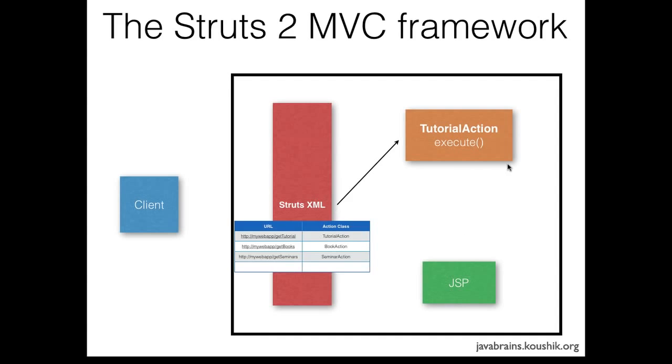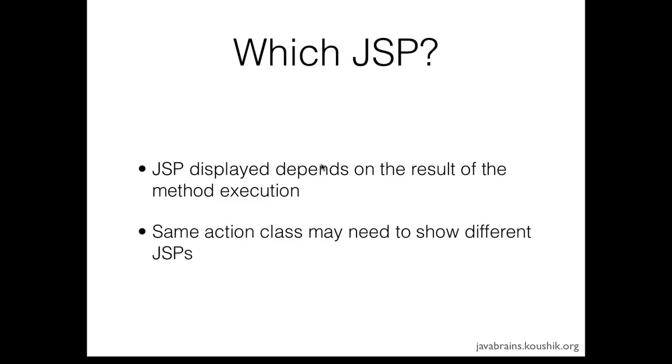Of course, in one request, it's going to be just one JSP, but there are 3 different conditions. And there is a possibility that this execute method could redirect to 3 different JSPs in this scenario. So how do you deal with that? The problem here is that the JSP displayed depends on the result of the method execution, and the same class may need to show different JSPs depending on different conditions.